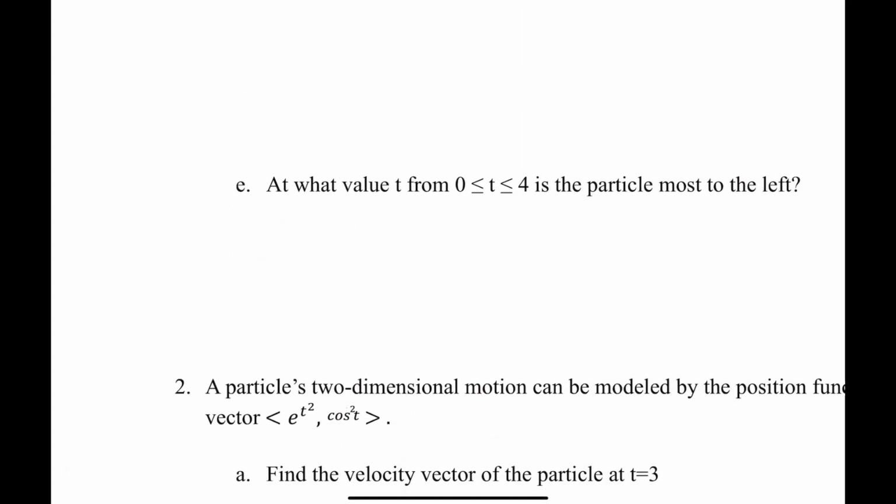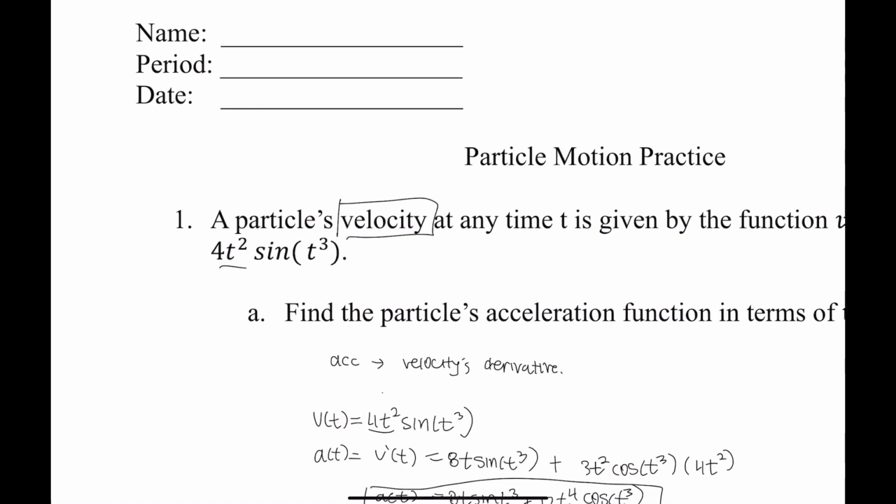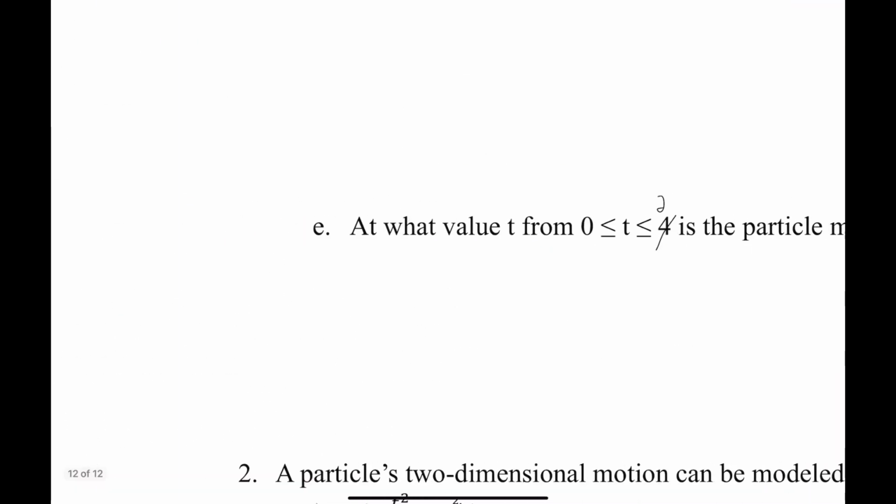Okay, and then E asks at what value t from 0 to, this should be 2, not 4, is the particle most to the left. Okay, so for this one we're going to use the graphing calculator. So on your graphing calculator, make sure to graph the velocity function. So the velocity function was 4x squared sine 4 to the 3rd power. Okay, make sure the mode is in radians. And then we're graphing this right now, and then we're going to set the boundary as 0 to 2 in the window panel. So x minimum would be 0, and the maximum would be 2.